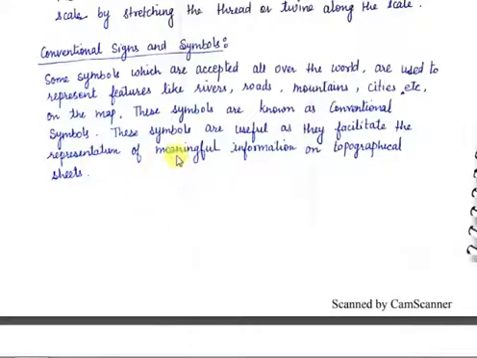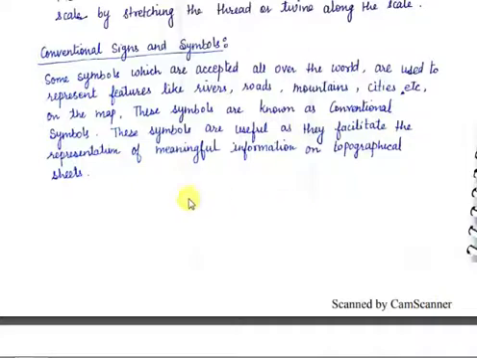Next, there are conventional signs and symbols. What are conventional signs and symbols? Certain symbols which are accepted all over the world are used to represent features like rivers, roads, mountains, cities, etc. on the map. These symbols are known as conventional symbols. These symbols are useful as they facilitate the representation of meaningful information on topographical sheets.